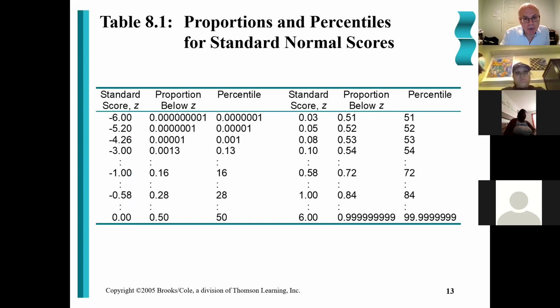Now, there are tables out there which have this standard score. In your textbook, in chapter 8, there is a table which has these scores in it. It's on page 175 if you have the paper copy. So let me go to the actual textbook, the ebook.